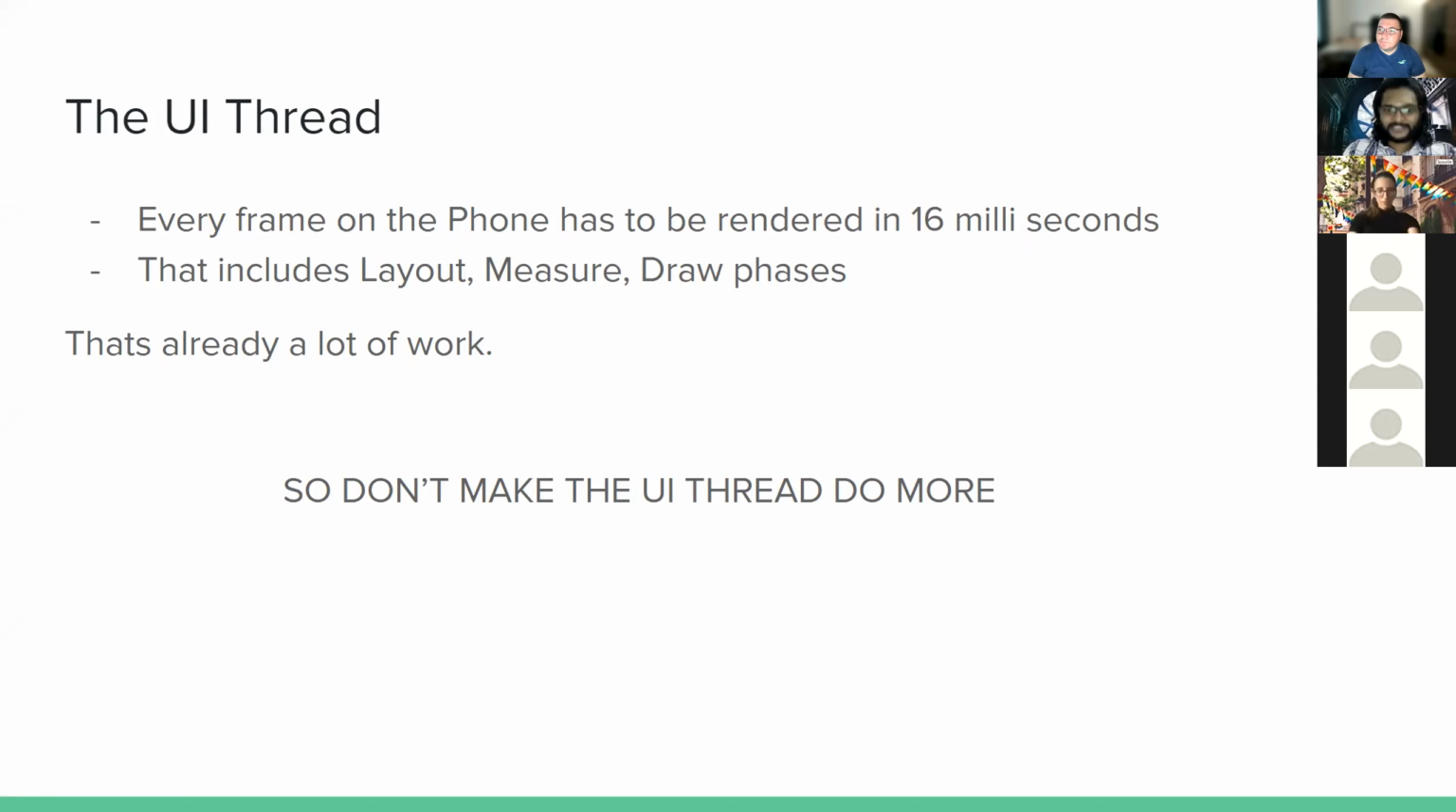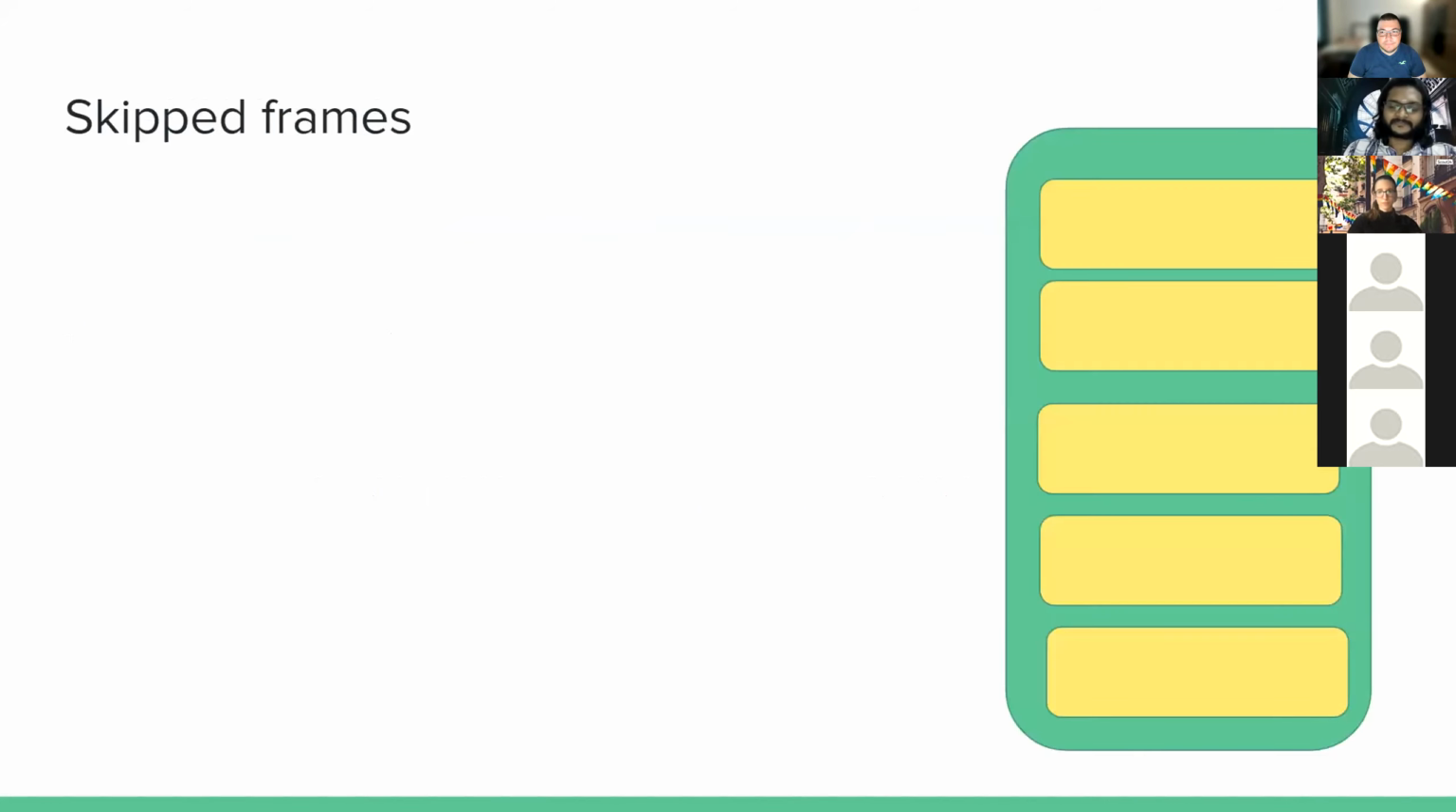is a lot of work because you need to parse the XML files, lay them out, measure them, and draw them all together in 16 milliseconds. Hence, let us not make the user interface thread do a lot of work, and let's keep this guy as less occupied as possible. And now let's talk about a recycler view and what causes recycler views to be janky.